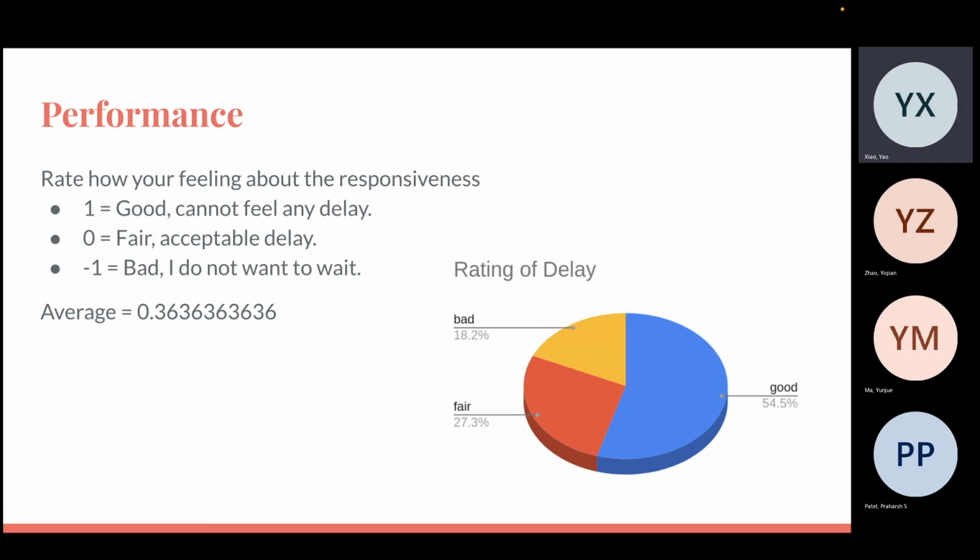Now let's talk about our performance. Sometimes if your design is pretty redundant, the phone will be really slow and the delay is very annoying. So we want to find out how our performance is for this app. After they did the task we mentioned in the previous slides, we will ask them to rate their feeling about the delay and the responsiveness. 1 is for good, 0 is for fair, and negative 1 is bad.